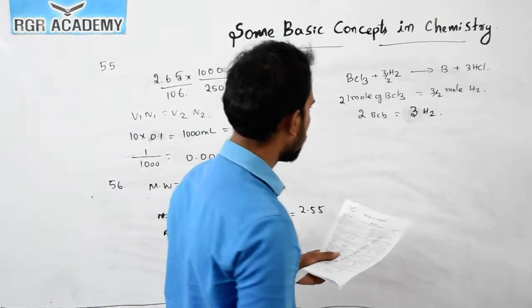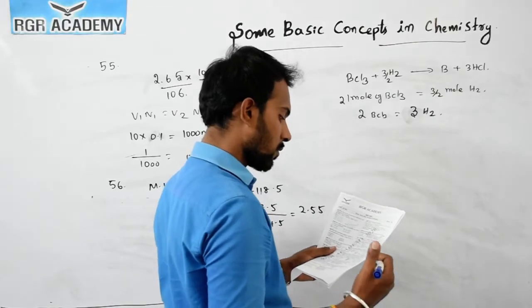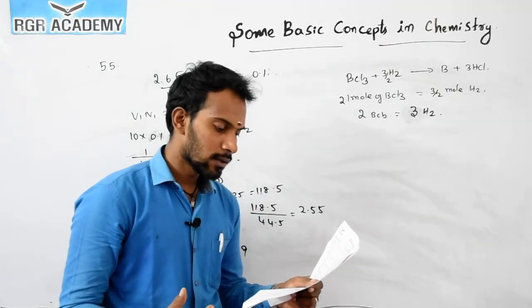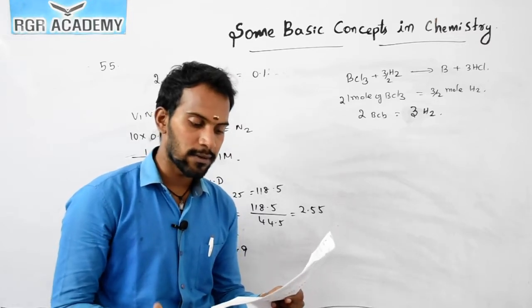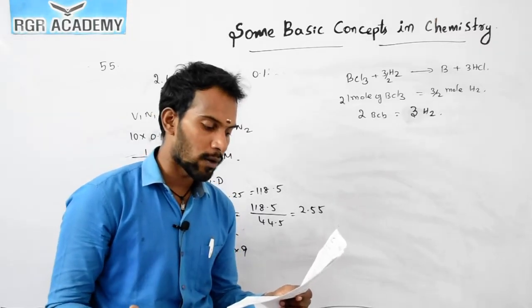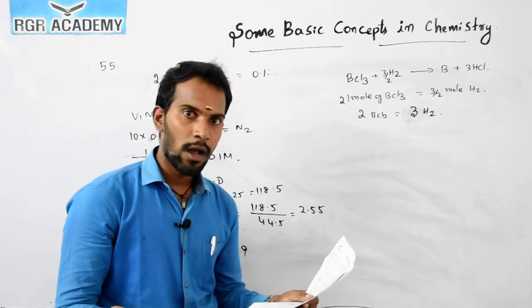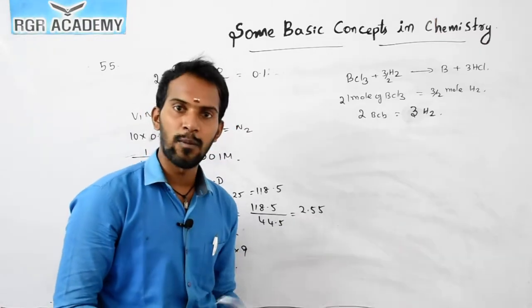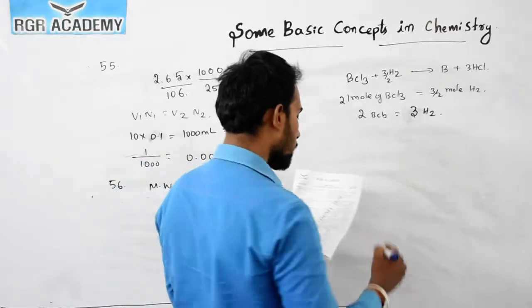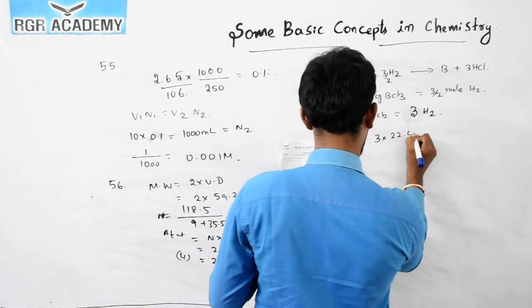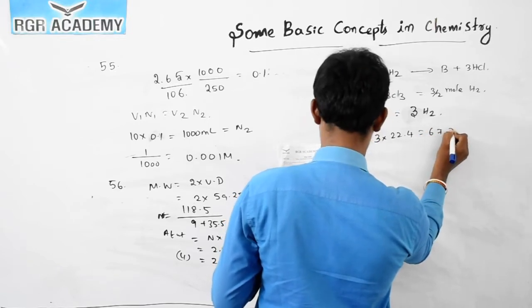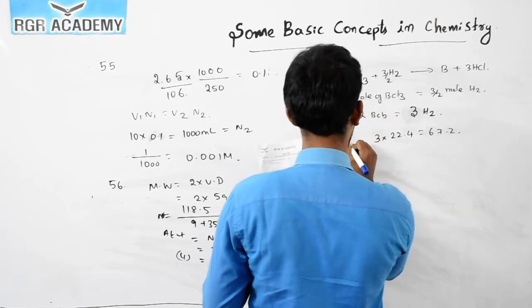Now we can multiply with this. So here you can take it as the value of this boron trichloride, where hydrogen is 3 molar. So 2 mole of BCl3 gives 3 mole of H2. So the volume we can take as 3 into 22.4, which is equal to 67.2. So the answer is 2.